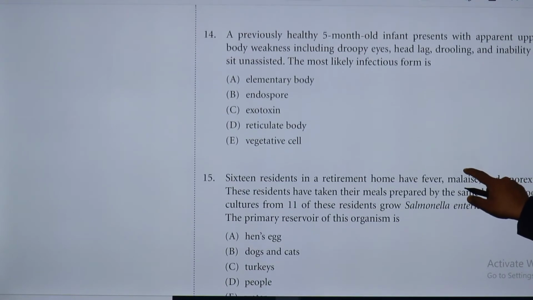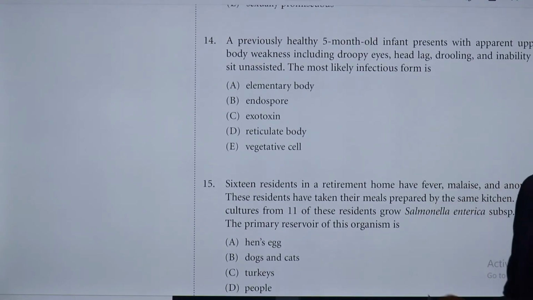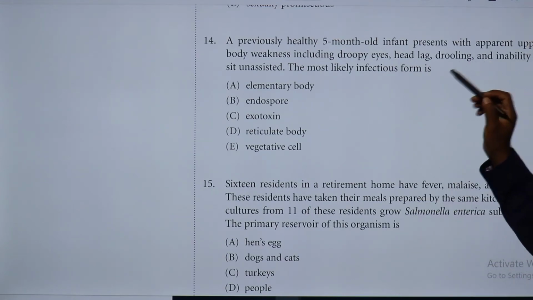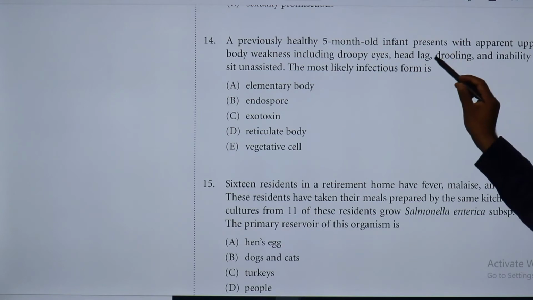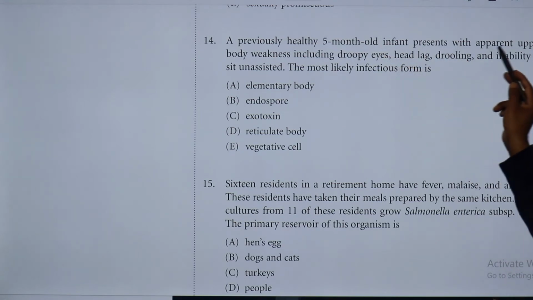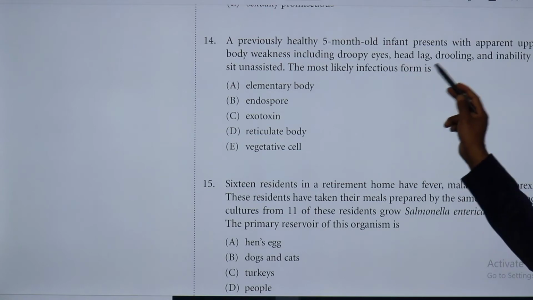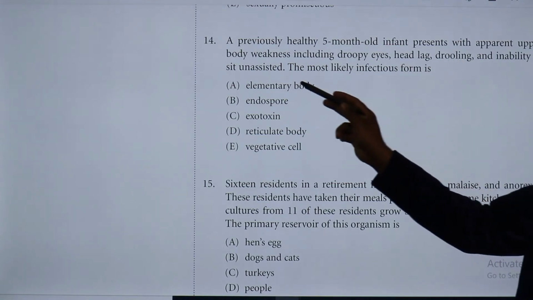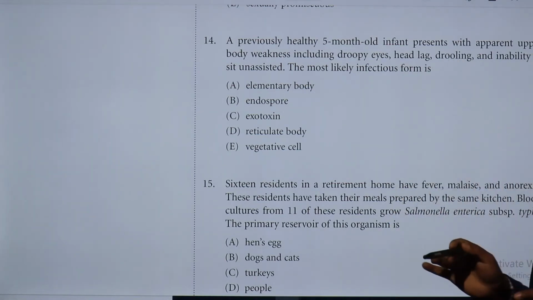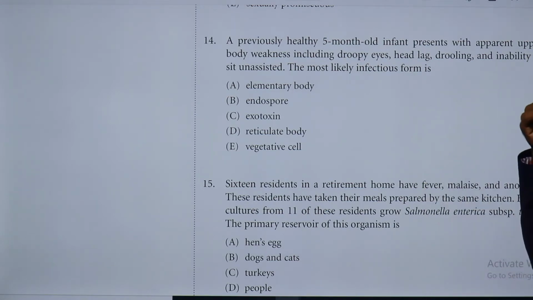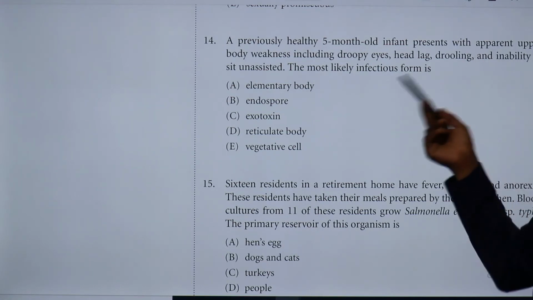Now let's move forward to question 14, where we have a previously healthy 5-month-old infant. The infant presents with apparent upper body weakness, including drooping of the eyes, head lag, drooling, and inability to sit unassisted. So a baby has muscle weakness: you can see weakness of the upper eyelid muscle, head lag, then drooling, and then inability to sit unassisted.